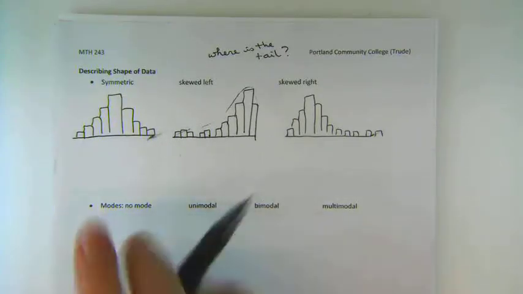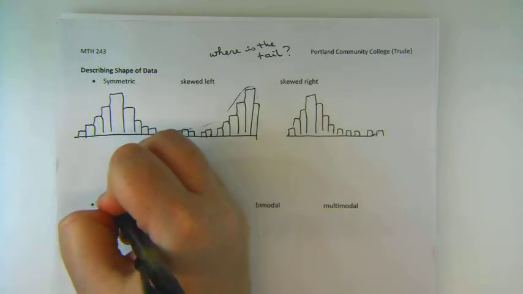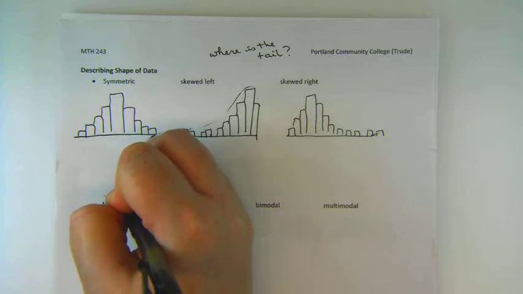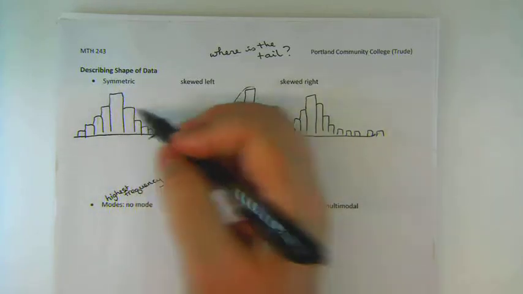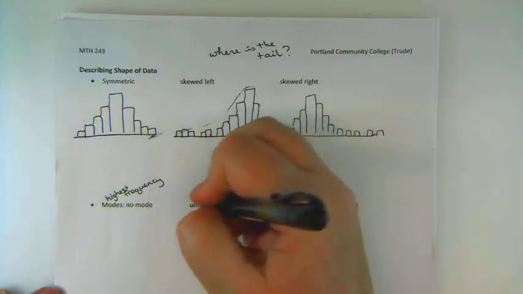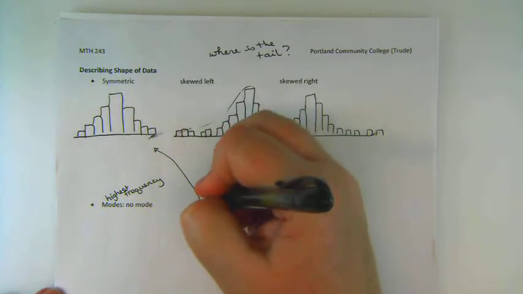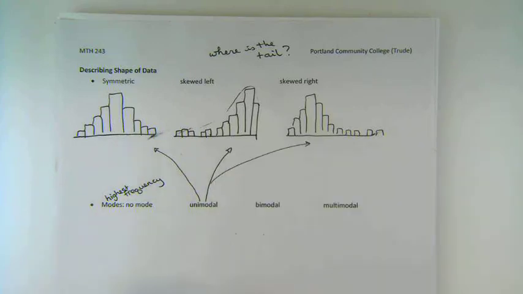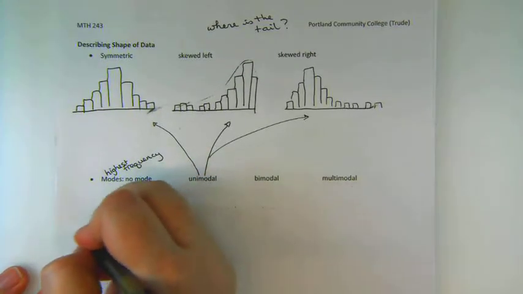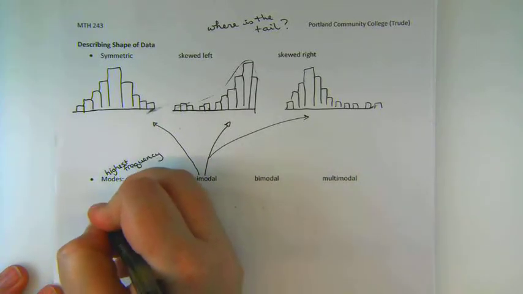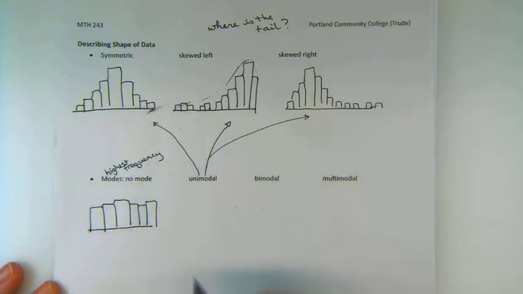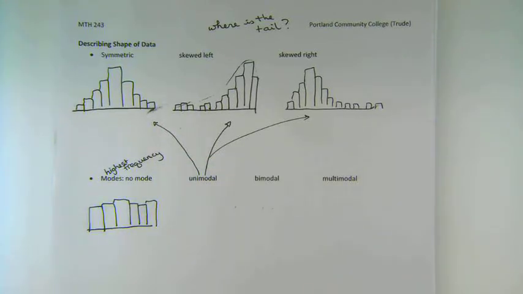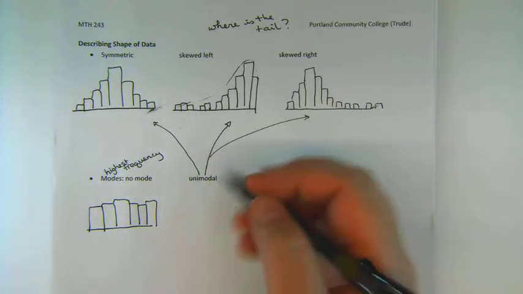We can also talk about mode, which is the idea of this highest frequency. It's kind of the peaks of the graph. Like each of these have a single peak, and those would be called unimodal graphs, since they all have a single peak. There could be no mode, which looks like a uniform graph, where pretty much all of the bars are roughly the same height. It doesn't have to be exactly the same height, but should be close to it.